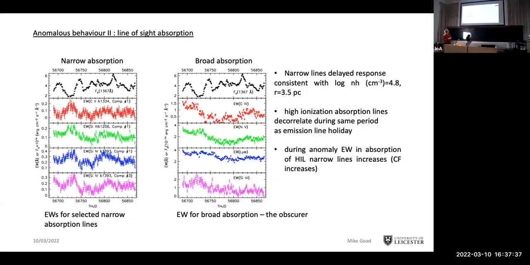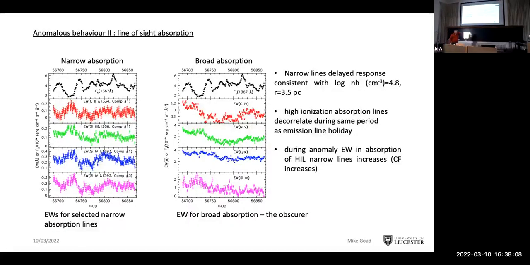On the right is the obscurer, so the broad absorption line that appears in the spectrum, and you can see that the obscurer actually gets weaker as the campaign proceeds. It was much stronger at the start of the campaign. It was much stronger when it was first discovered back in 2013, 2014 by Kaastra and Mehdipour and so on.